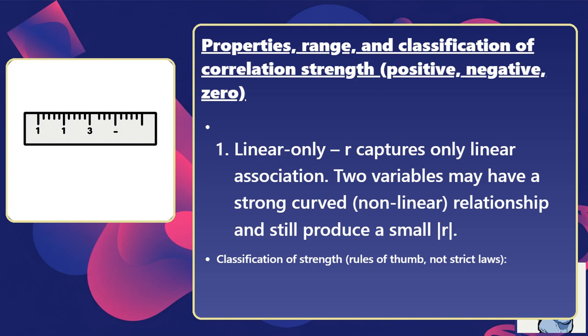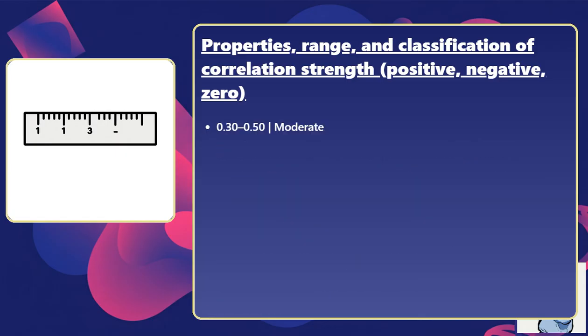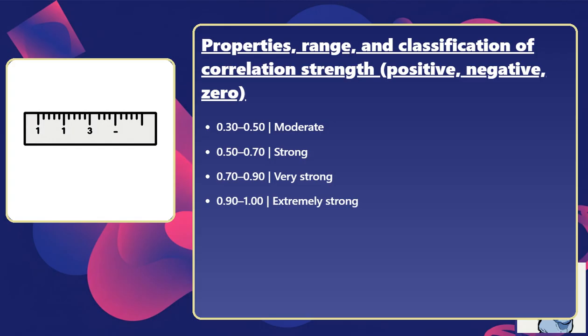Classification of strength: rules of thumb, not strict laws. 0.00 to 0.10, negligible or no correlation. 0.10 to 0.30, weak. 0.30 to 0.50, moderate. 0.50 to 0.70, strong. 0.70 to 0.90, very strong. 0.90 to 1.00, extremely strong.